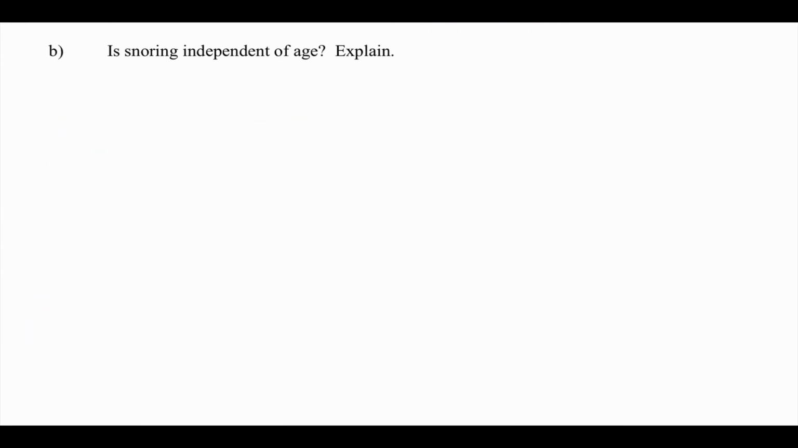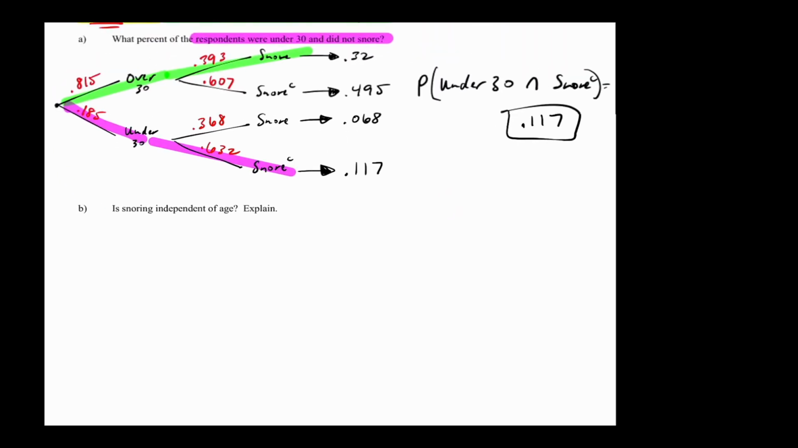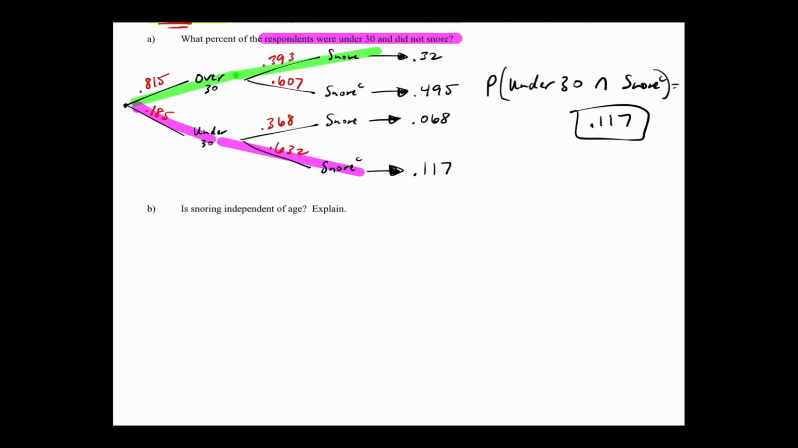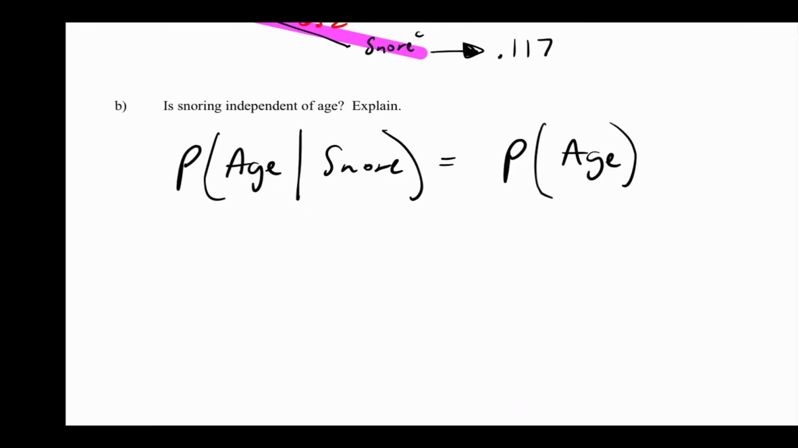Since on my tree diagram I have age first, I'm going to use age as A. So the probability of age given snoring, I want to make sure that's equal to the probability of age. That's what I want to double check.